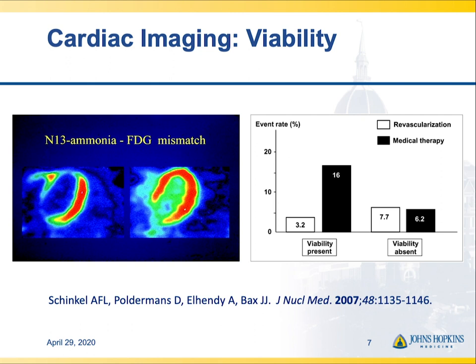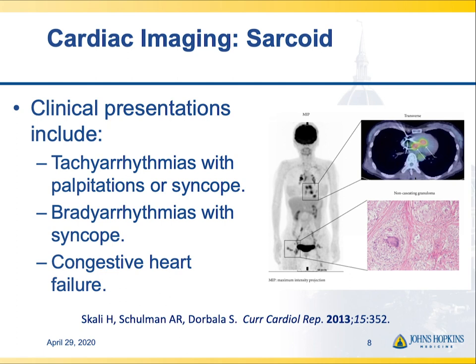Whereas if you take patients that do have viability, so there is FDG uptake in the area of lack of perfusion, those patients will typically do much better after revascularization than if they're not revascularized. So this really is a great way to risk stratify patients, and is probably an overall underutilized methodology before patients undergo revascularization. The other big cardiac indication for FDG is to look for sarcoid or myocardial inflammation.